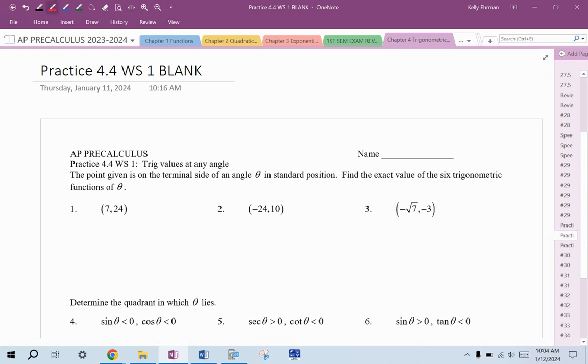All right, so it says the point given is on the terminal side of an angle in standard position. Find the exact value of the six trig functions of theta. So we are given x and y. We need to find r. So x squared plus y squared equals r squared.